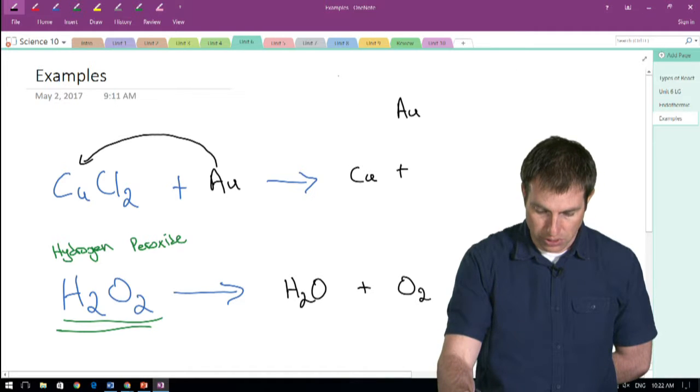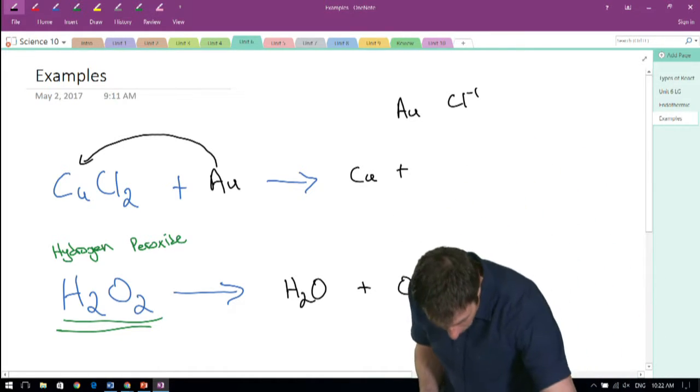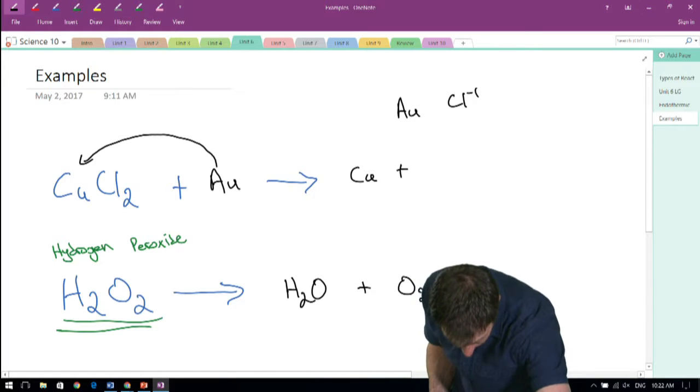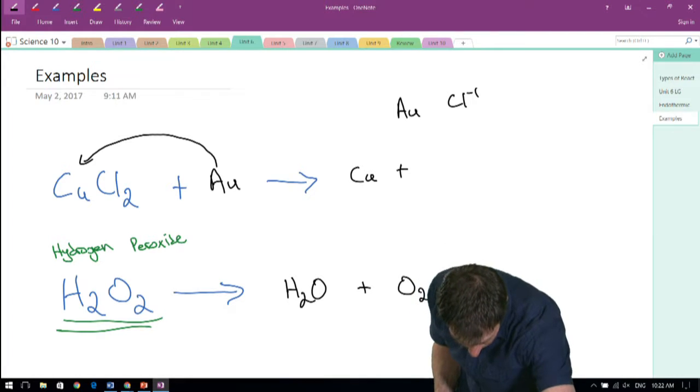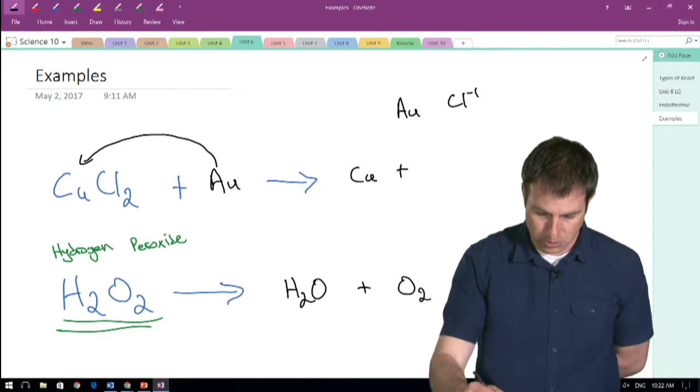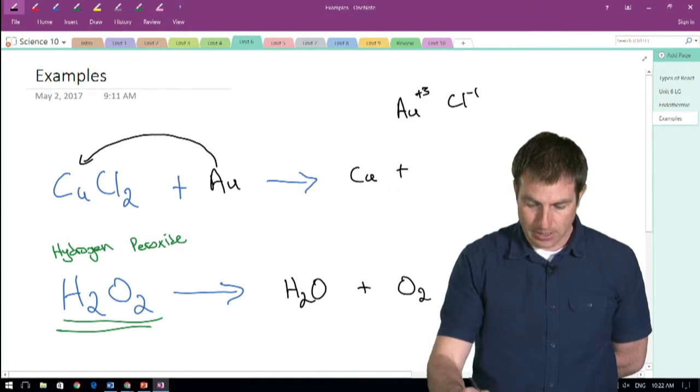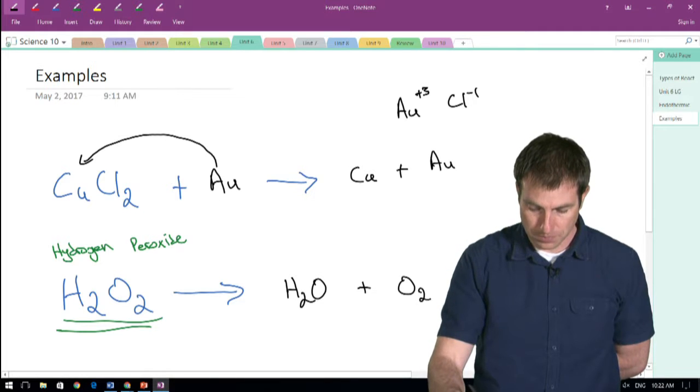I always forget the charge of gold. It's always not one we use a lot because it's really expensive. I'm going to have to look it up. Gold. Gold is either 3 or 1. I don't know which one. We'll pick the 3. And let's go with AuCl3.